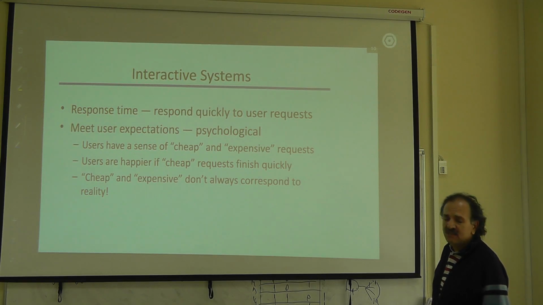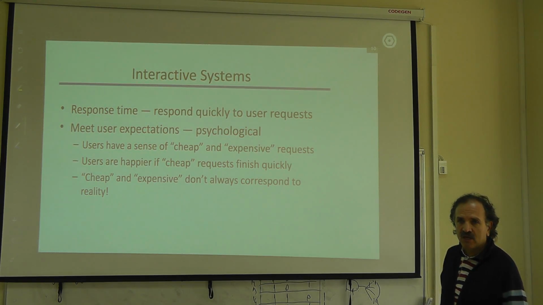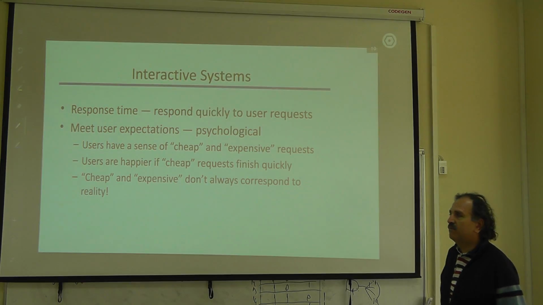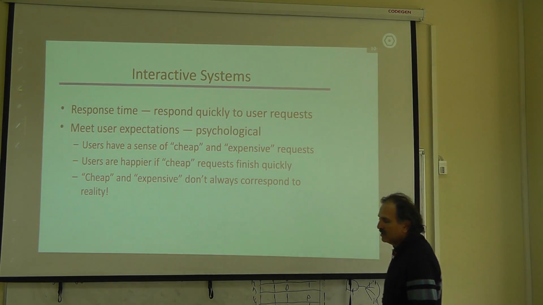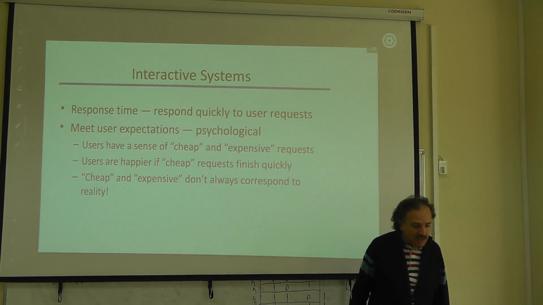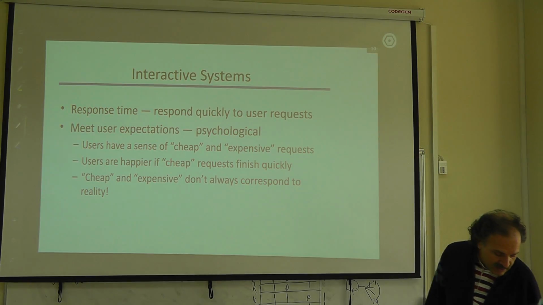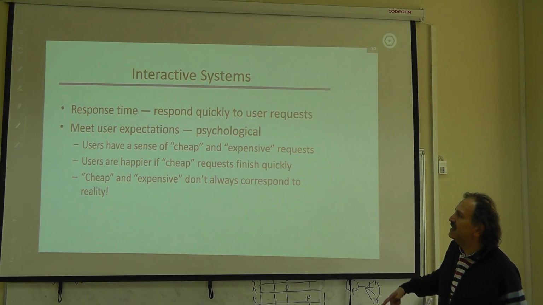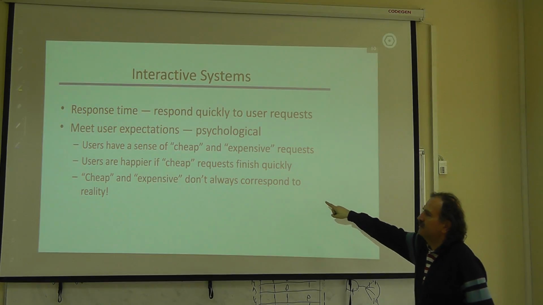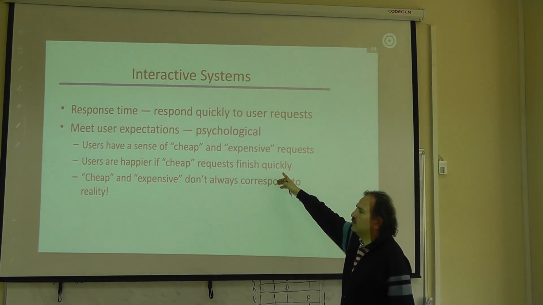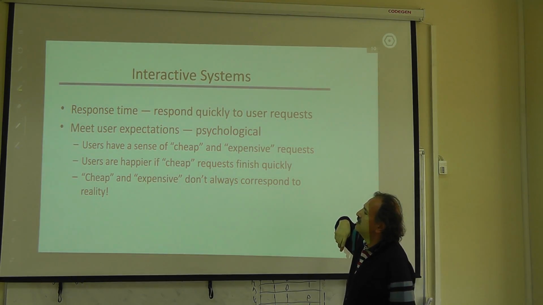An expensive request is maybe if I try to save this file to a disk, or if I try to send this file over the network. If I answer the cheap request quickly, then the user is more satisfied. My expectation is satisfied.